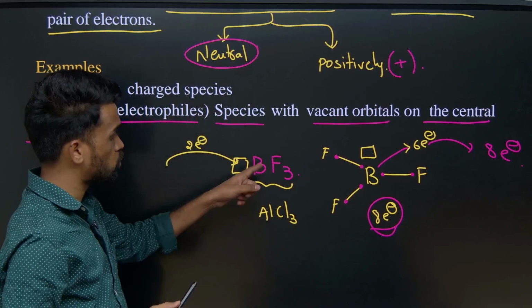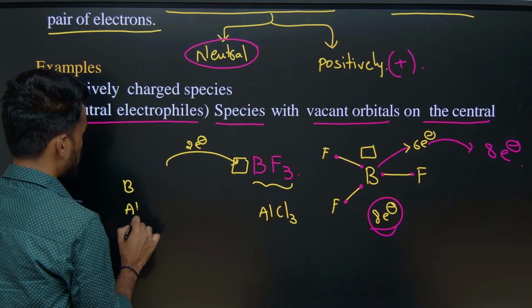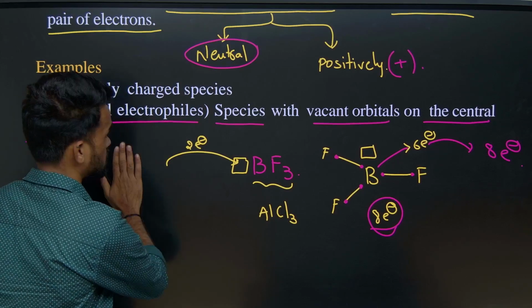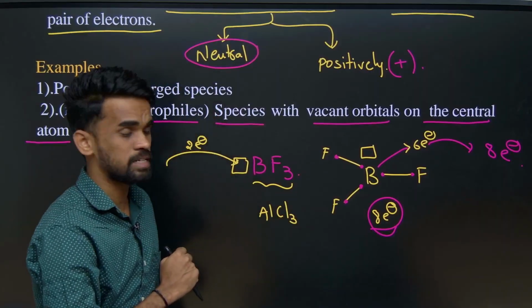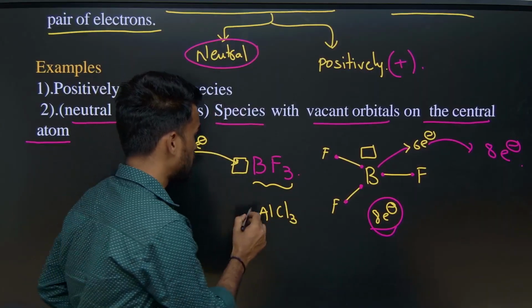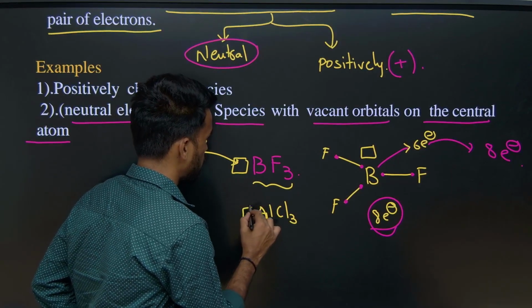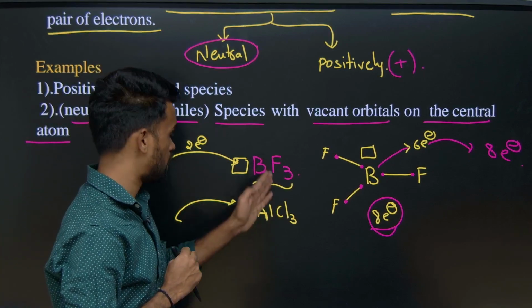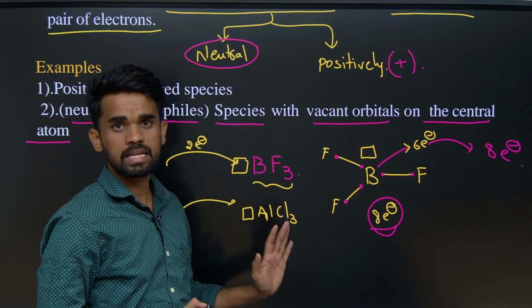AlCl3 belongs to the same group, the boron family only. What are the elements? Boron, aluminium, gallium, indium, thallium. So the halides, if they contain only 3 atoms surrounded by this central atom, then we can say there is one empty orbital present. That empty orbital can gain 2 electrons from other species. So all these halides can be considered as electrophiles only. I hope this is clear.